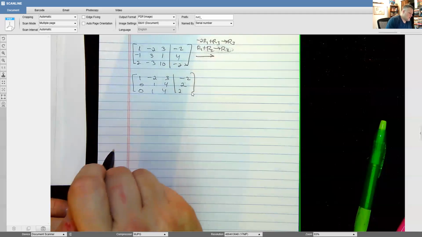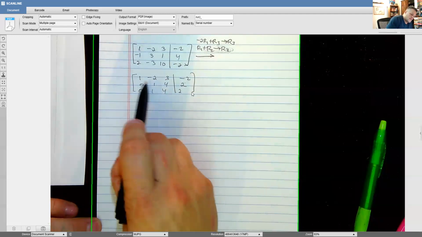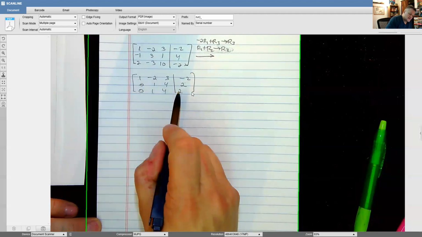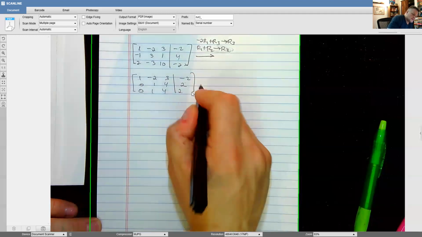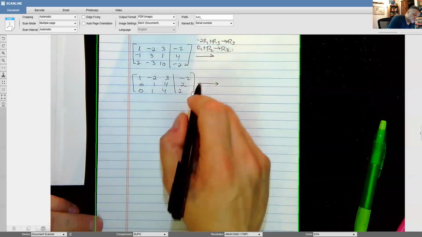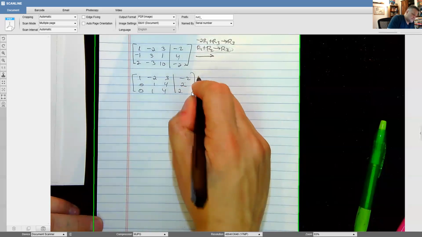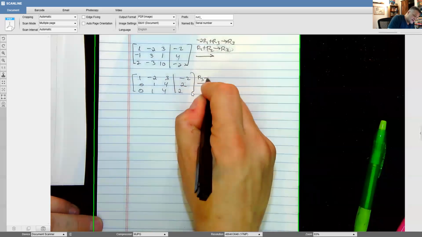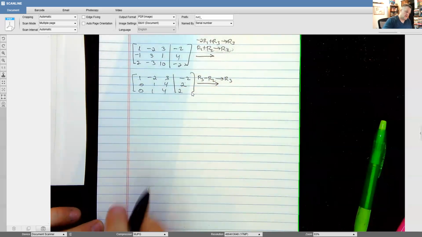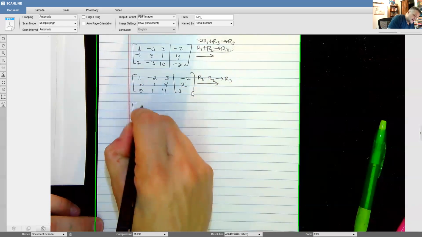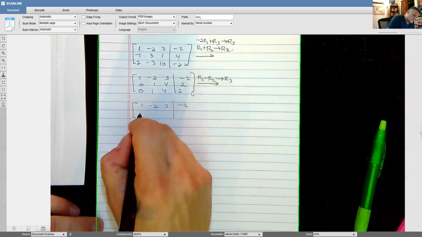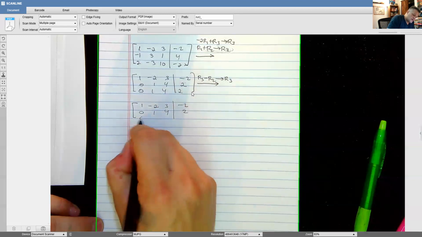Okay. But now look what happened. We have the first row's fine, second row's fine, but this is exactly the same as that second row. And so what I'm going to do, anytime that happens, you're going to get a 0 row. So I'm going to simply subtract R2 from R3 and put that into R3, right? Because I want all 0 rows to be at the bottom. And so the matrix that gives us is 1, -2, 3, -2, 0, 1, 4, 2, and then a row of zeros.